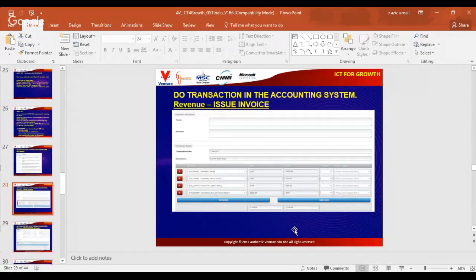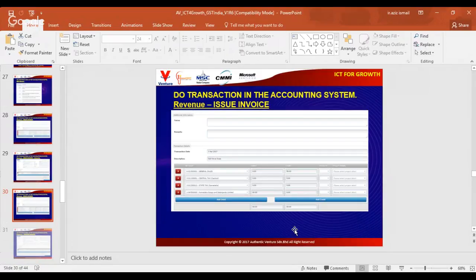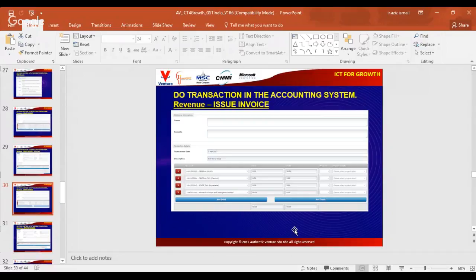And we have gone through in the previous session how about the revenue, how to issue invoice, what code to select. I just show you the PowerPoint. We have gone through the system in the previous session. And if you do an interstate invoice, then you just select your customer. And if the customer is registered in another state, the system will understand that it will be the integrated GST. And then this is the process of the issue invoice.